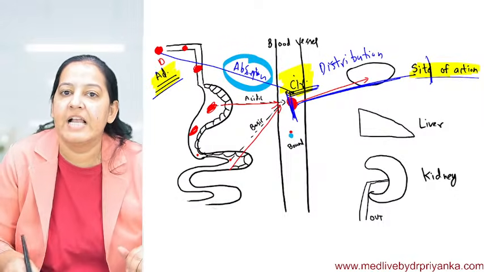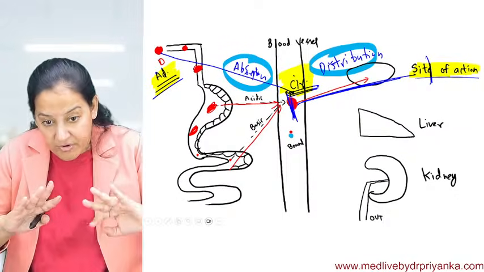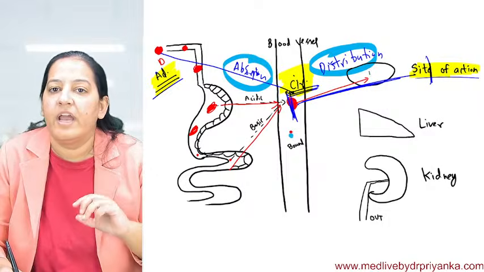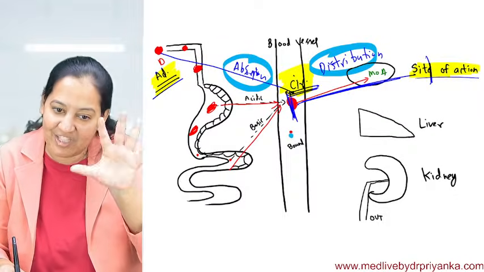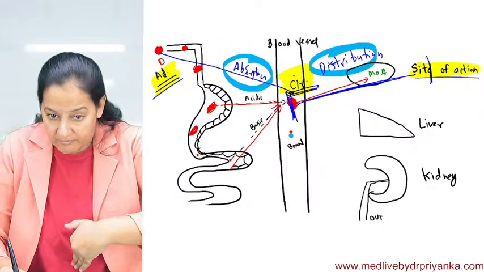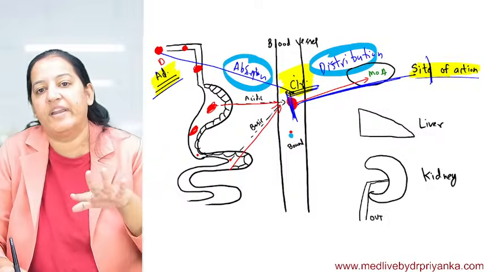How many of you got it? This is distribution. Now, once the drug has reached the site of action, what will it do? It will show its mechanism of action. It will treat the disease, cure the disease. If it is for migraine, it will treat it. If it is for diarrhea, constipation, heart failure, it will treat it.